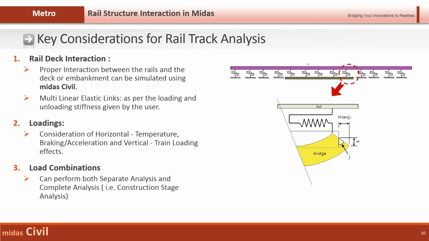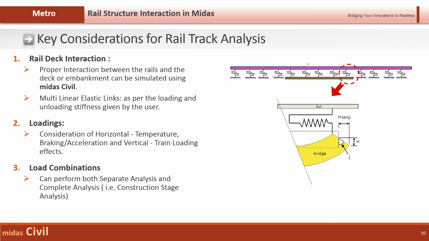Now the key considerations for rail track analysis. First of all, it is very important to simulate the interaction between rail and deck, and for this purpose, MIDAS Civil has multilinear elastic links. Second, the consideration of all the loads, namely the horizontal loads, the loads due to temperature and the braking and acceleration of the train, apart from that, the vertical loads due to train. The third is the load combinations.